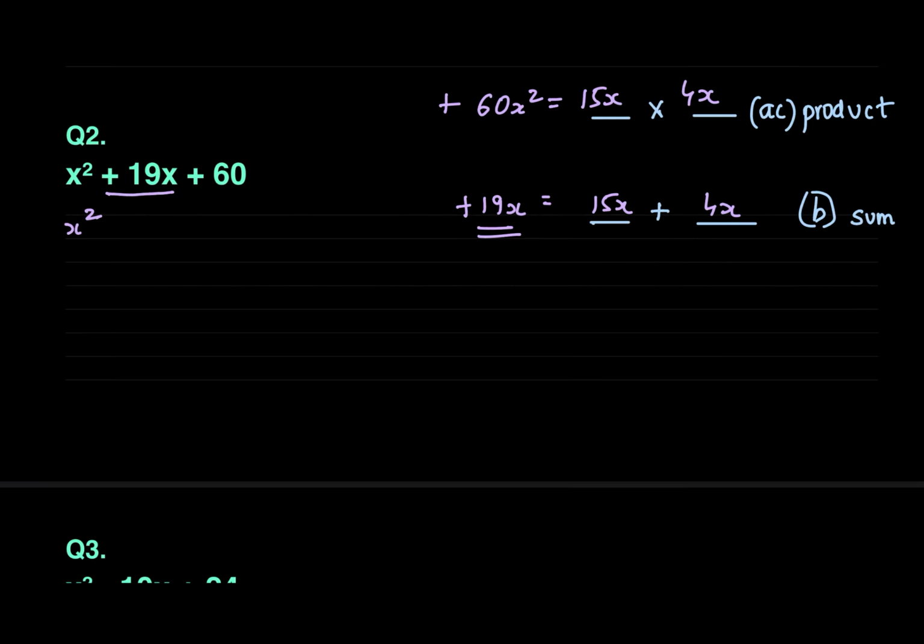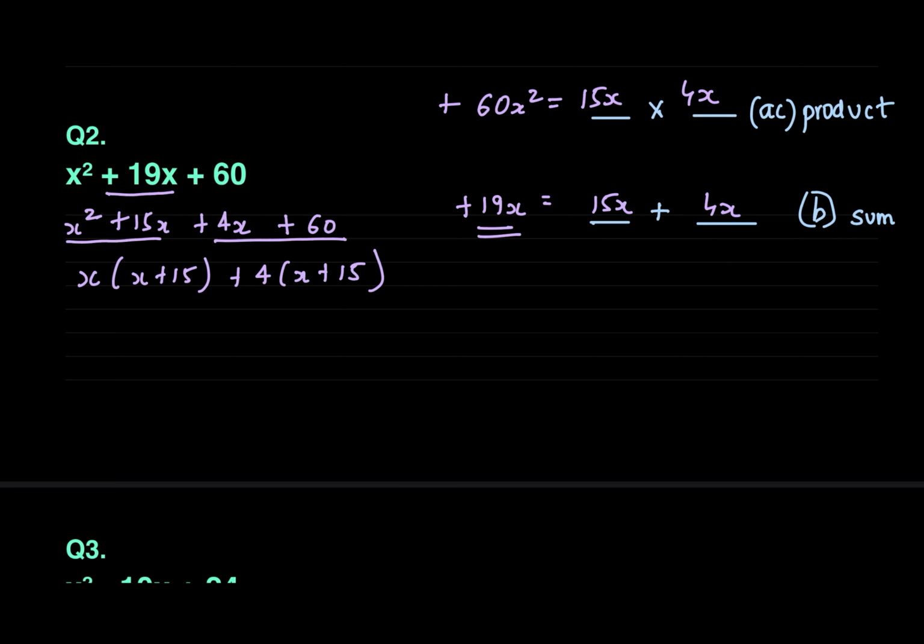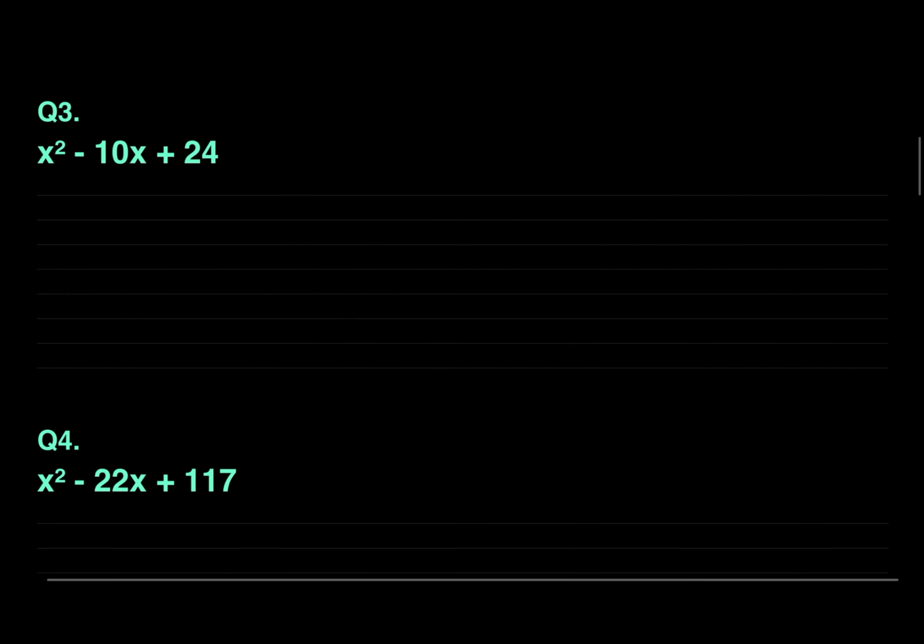First term as it is, last term as it is, and whatever we found out, plus 15x plus 4x. Now group them together. What is common? X is common. X plus 15 plus 4x plus 15, because 15 4s is 60. Whatever is common, I will put in one bracket, x plus 15, and x plus 4 in the other bracket.